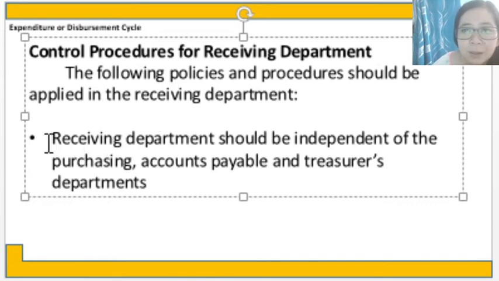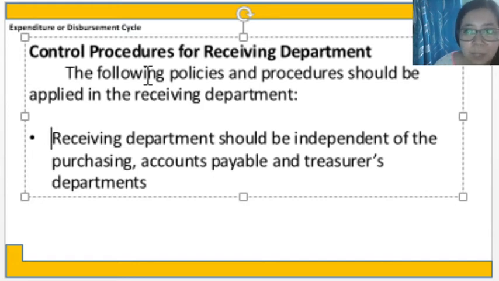First, the receiving department should be independent. Okay, so again, emphasizing the segregation of duty. Okay. So, they should be independent of the purchasing, accounts payable, and treasurer's department. So, meaning the receiving department's function is only to receive the deliveries from the vendors and to check and to record whatever items were received.